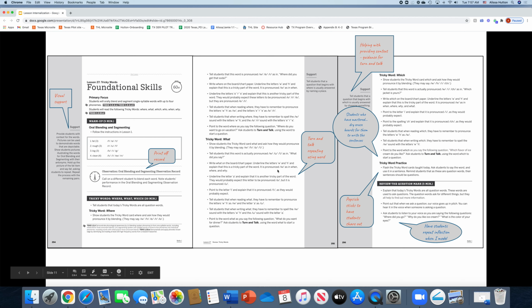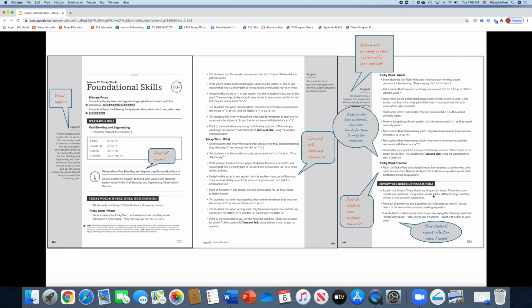Again, this is the same lesson. I included my original notations that I'd done, but I just added some in blue to show you how I customized. So when we got to that tricky word practice, instead of just having my students say the word and use it in a sentence, for those students who have already really mastered this, I want to give them dry erase boards so they can write their sentences down rather than just verbalize them.